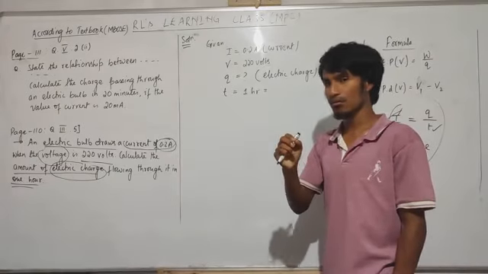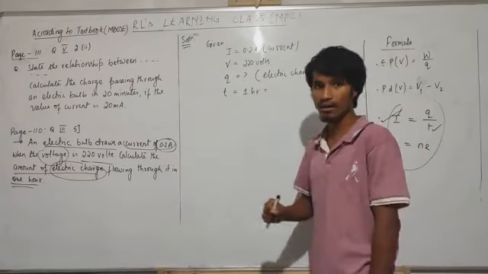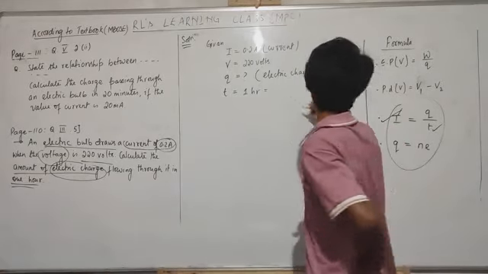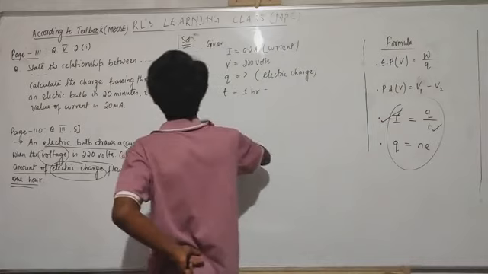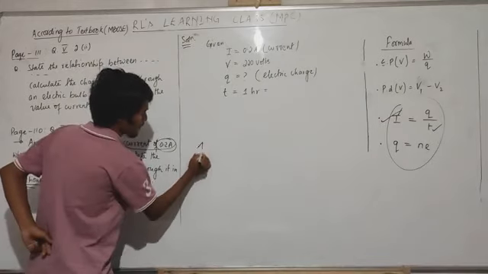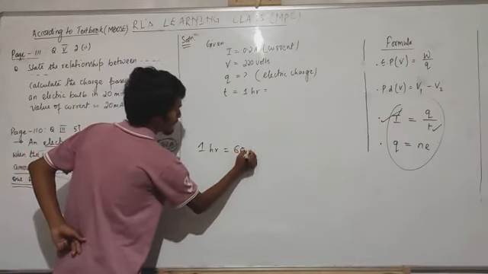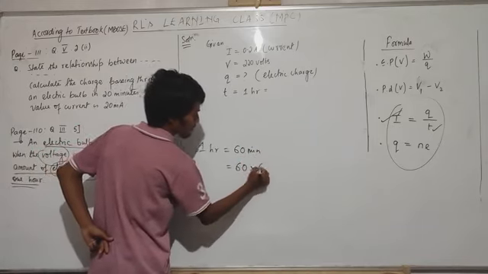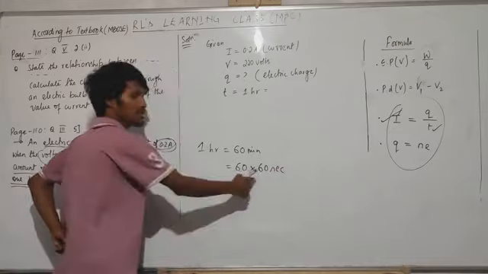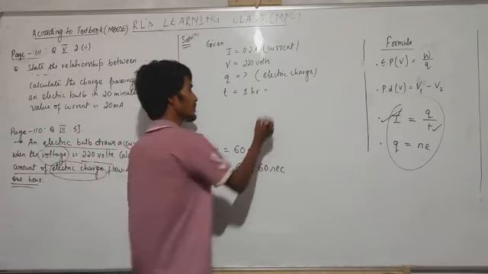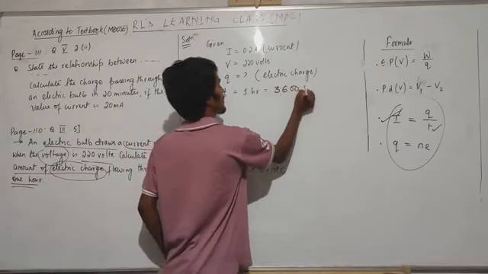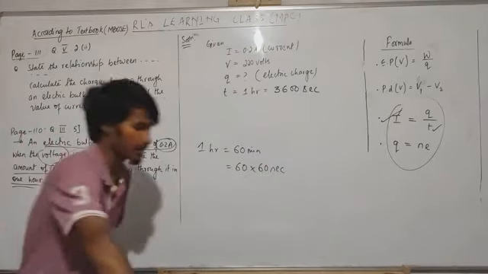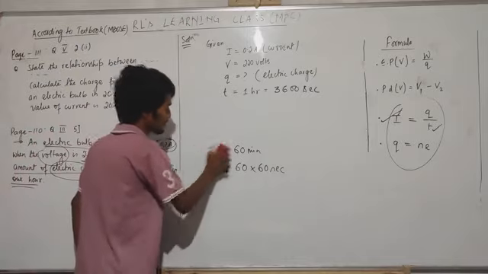60 minutes is equal to 1 hour. Then 60 seconds is equal to 1 minute. And 60 into 60 will become, okay, I'll write it here. 1 hour equals 60 minutes. Then 1 minute is equal to 60 seconds. Then 60 into 60, we get 3,600 seconds. Then what's the time? 3,600 seconds. Now we got the time.